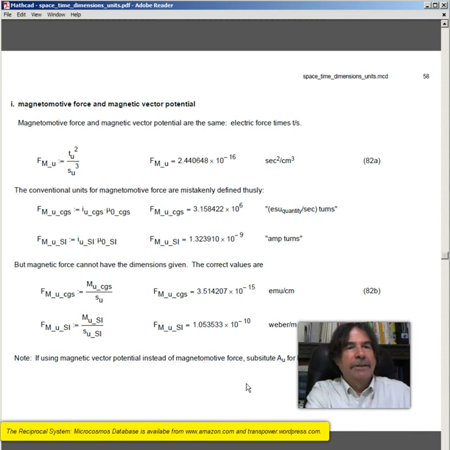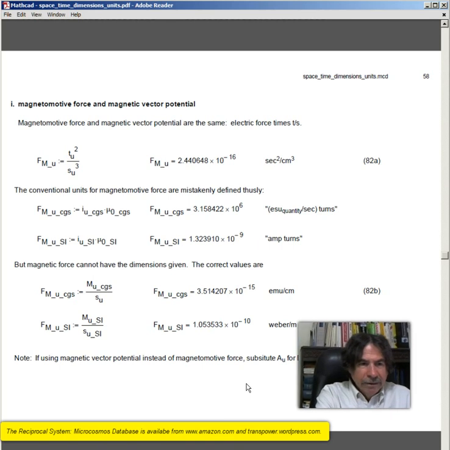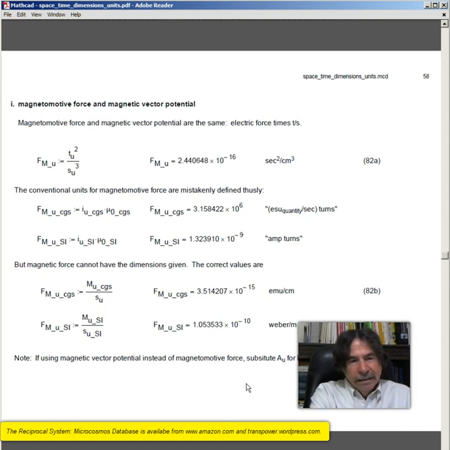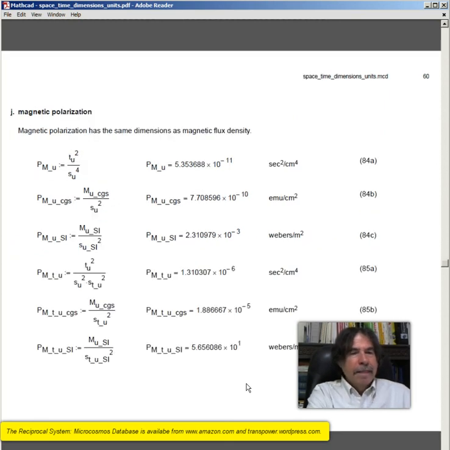Magnetomotive force and magnetic vector potential. You can see the values here. So we have the correct values. It turns out the conventional units are wrong. The correct values for the magnetomotive force are EMU per centimeter, Weber per meter, not amp-turns. It's kind of a bizarre unit in conventional physics. If using magnetic vector potential instead of magnetomotive force, substitute A sub p for F sub m mu in the above equations. And for the time region, look at these values. We'll stop here. That concludes part 1. We'll continue with this in part 2.